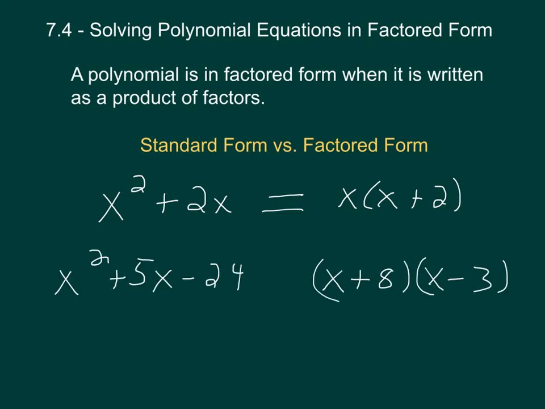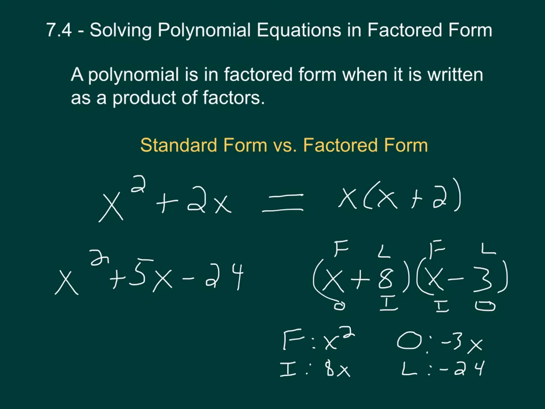X squared plus 5x minus 24 is a polynomial, a trinomial specifically, in standard form, and it can be written as two factors that are multiplying together to give me that. X plus 8 times x minus 3. If I use maybe the FOIL method, when I multiply through, I find that I can combine the O and I terms, and I would end up with the exact same thing over here. So these are also equivalent. We just have one that's in standard form, one that's in factored form.